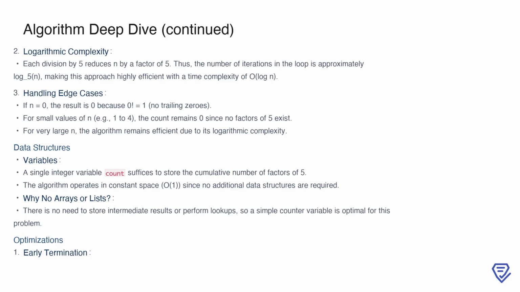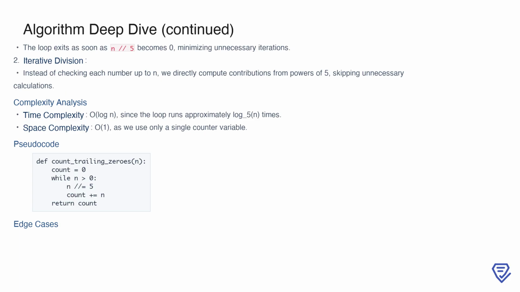What's more, this approach requires minimal resources. A single integer variable is sufficient to maintain the count, so it operates in constant space. There's no need for arrays or additional data structures since we're not storing intermediate results. The simplicity of this solution underscores its efficiency and practicality for this problem. The algorithm further benefits from optimizations that make it both straightforward and fast. The loop exits as soon as n divided by 5 becomes 0, ensuring we don't perform unnecessary iterations.